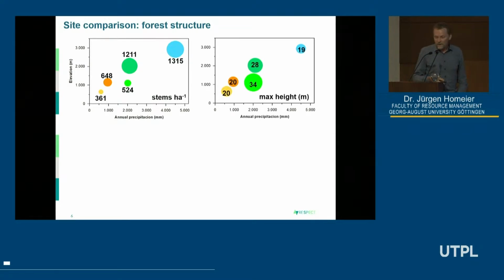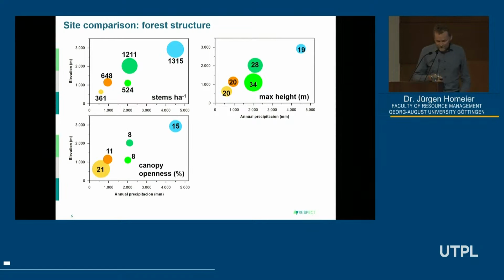The next figure shows the maximum height that we find in the trees of the plots, and you see trees in the dry forest do not reach more than 20 meters. That's very similar to the 3,000 meter sites, but the tallest trees are at the lower elevations in the humid forest, so in the pre-montane and the montane sites.